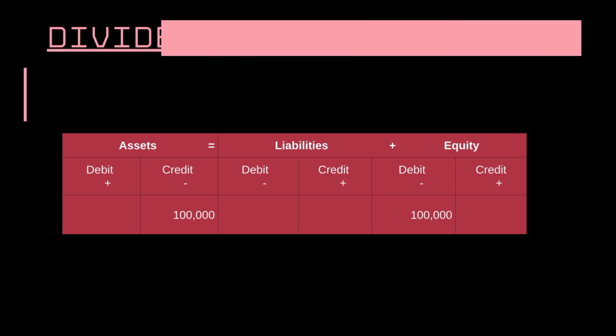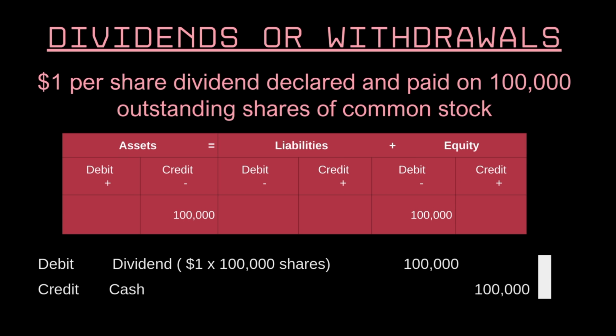When dividends are declared and paid, the balance sheet would show a decrease in cash and a decrease in retained earnings. For example, suppose a company declares and pays a cash dividend of $1 per share on 100,000 outstanding shares. The journal entries would be: you debit your retained earnings for $100,000 and you credit your cash for $100,000.